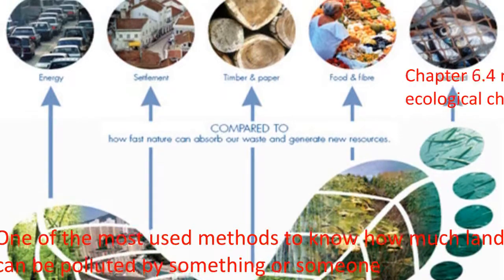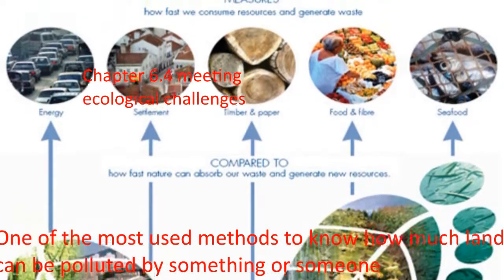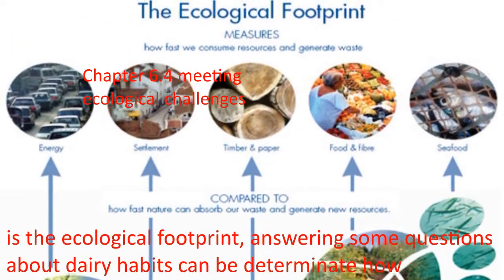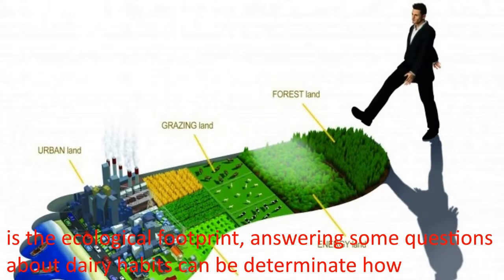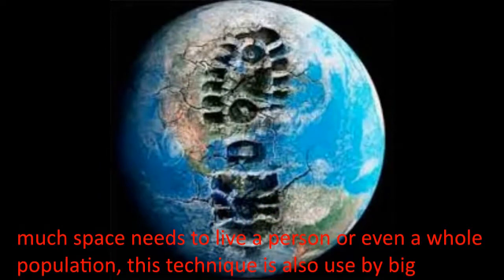One of the most used methods to know how much a land can be polluted by something or someone is the ecological footprint. By answering some questions about daily habits, it can be determined how much space a person, or even a whole population, needs to live.